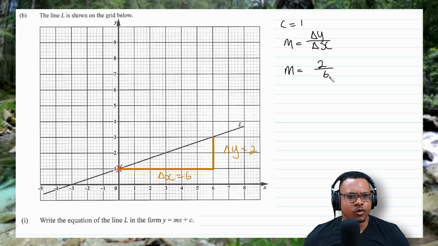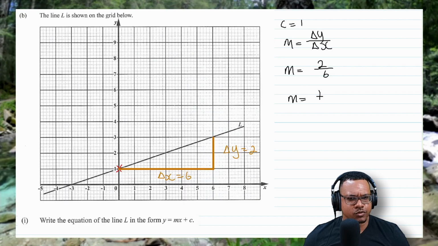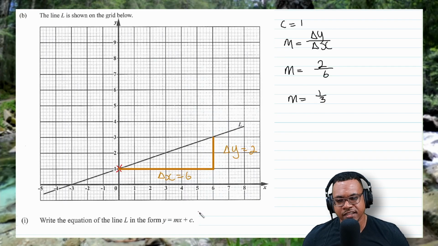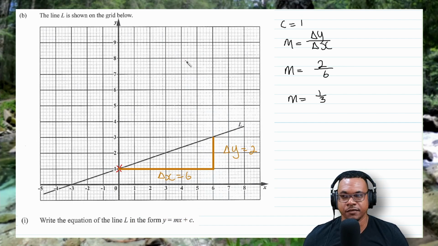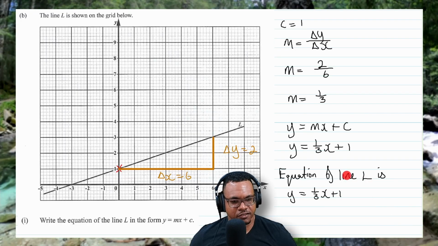And of course, we can say 2 into 2 is 1, and 2 into 6 is 3, so that'll be 1/3. So we'll have m is equal to 1/3. And now we can write the equation of the line L in the form y equal mx plus c by replacing the m with 1/3 and the c with 1. So let's write it over. y is equal to mx plus c. And now I'm going to replace the m. So m is 1/3. So we have 1/3 x plus c, and c is positive 1. And now this is your equation of the line L. So let's write it out that the equation of the line L is y is equal to 1/3 x plus 1.